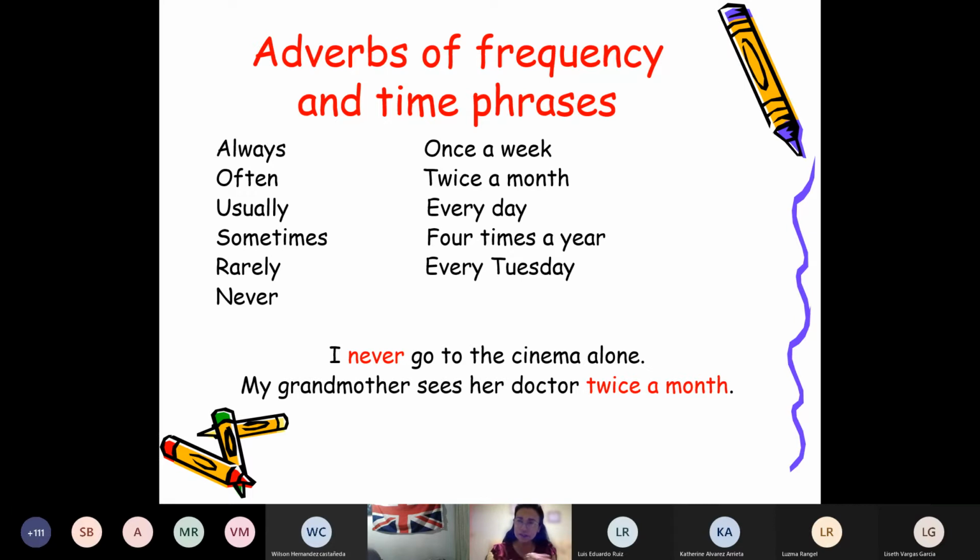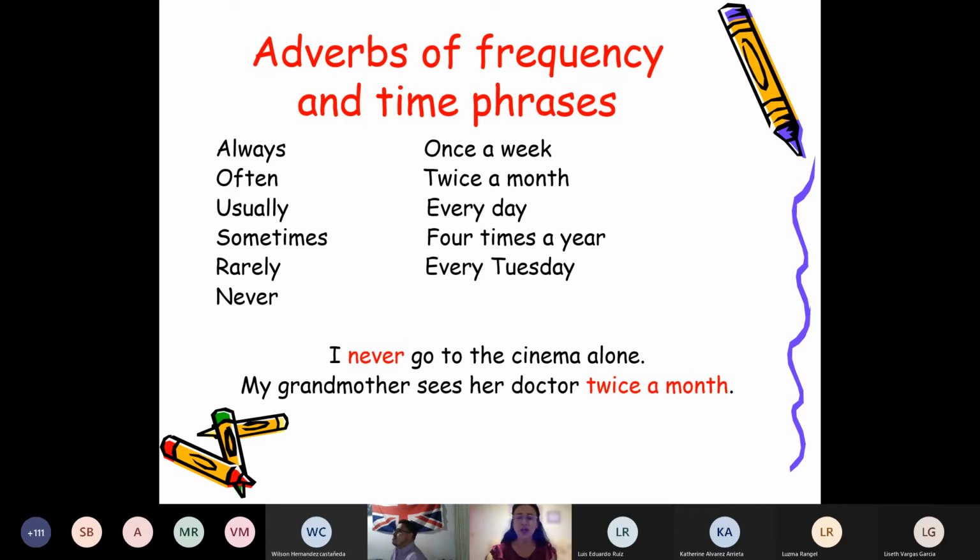Every day, every single day means Monday, Friday, Saturday, Tuesday, Wednesday. Every Tuesday means 1 time per week. Every Tuesday means 1 time per week means every Tuesday you go to or you do an activity. And those expressions, usually, always, frequently, are adverbs of frequency that you use in order to express the frequency that you do an activity. Okay?